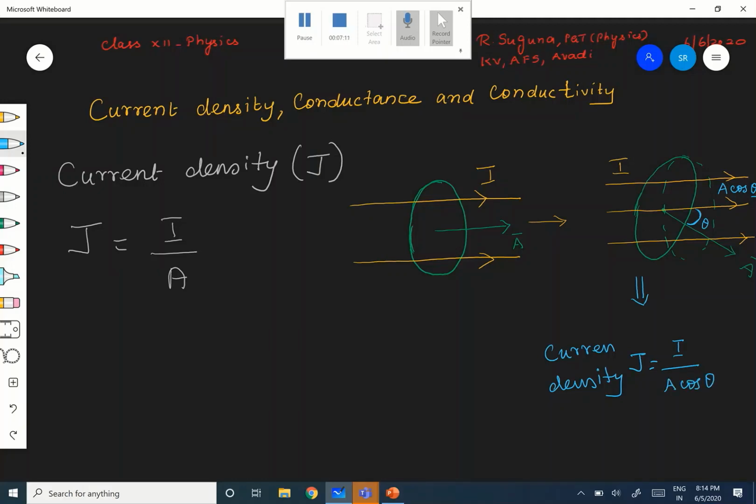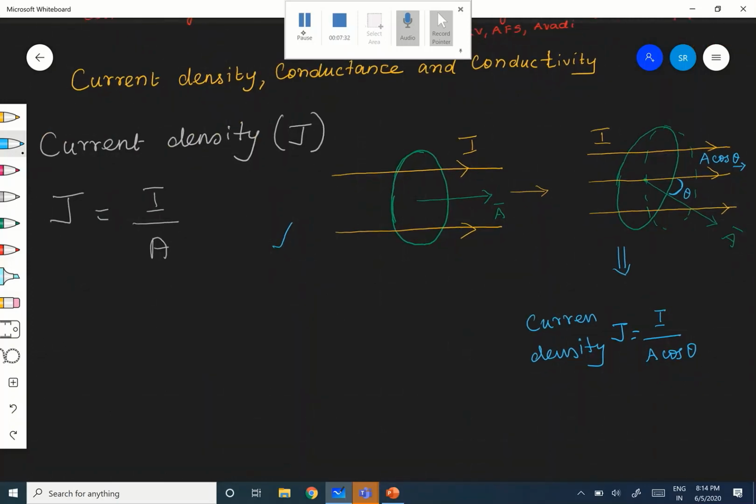In this case, the area is held normal, therefore area vector and I are in the same direction. But here it is tilted, so the area is not held normal to the current. Therefore, which component of area vector is normal? A cos theta. Therefore, J is equal to I by A cos theta. So you can say I is J A cos theta. Correct? Therefore, I is equal to J dot A.